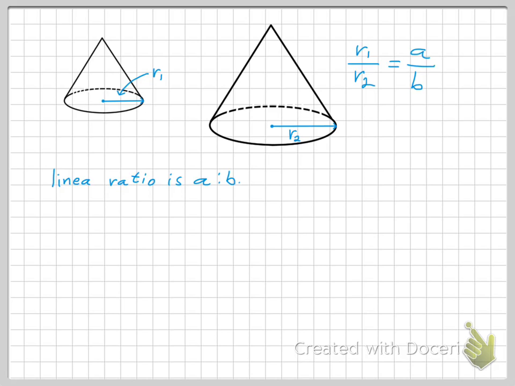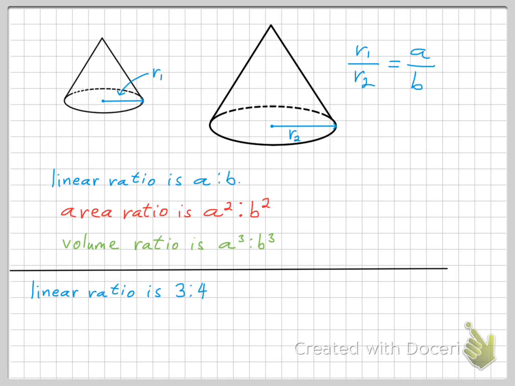But the ratio of their areas is not A to B. So if you wanted to compare the area of this solid with the area of this solid, you do not use A to B. You would have to use A squared to B squared. And if you want to compare the volume of this solid with the volume of that solid, you would have to use A cubed to B cubed.